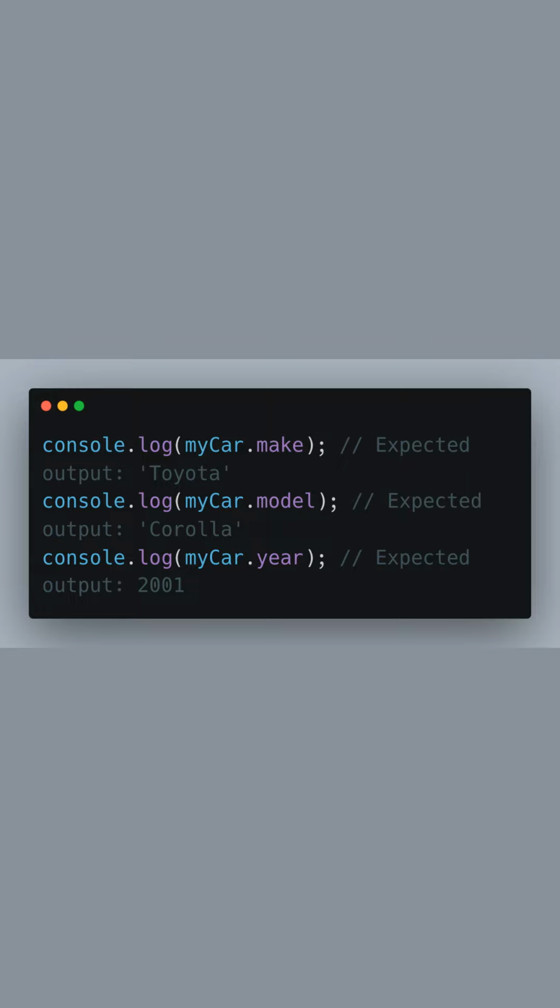Let's demonstrate how we can access the properties of the myCar object. Here, we're using console.log to output the values of the make, model, and year properties. When we log myCar.make, it outputs Toyota. Similarly, we can retrieve and display Corolla for the model, and 2001 for the year, confirming that our constructor function and the this keyword are working correctly to assign properties to the new Car object.